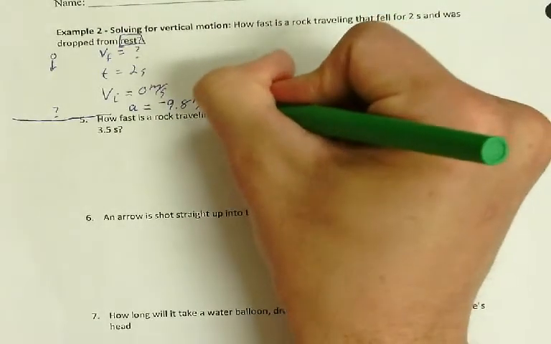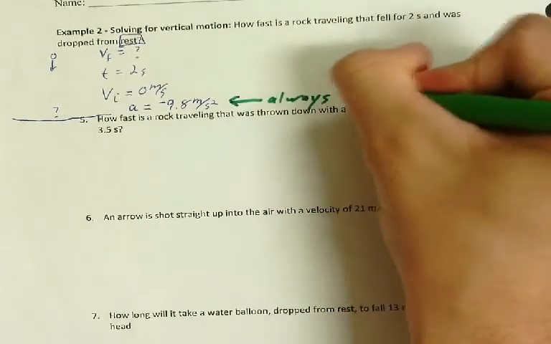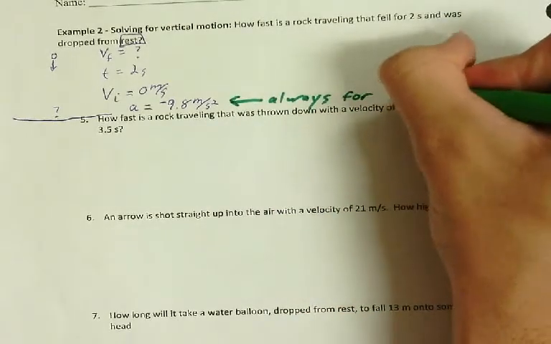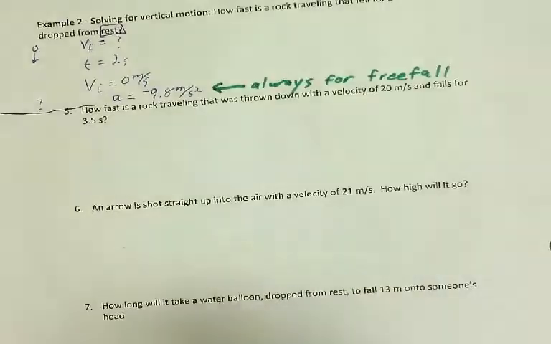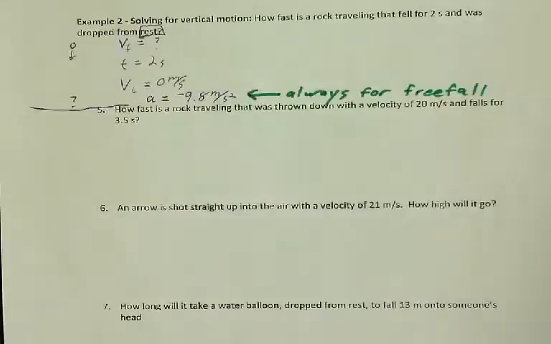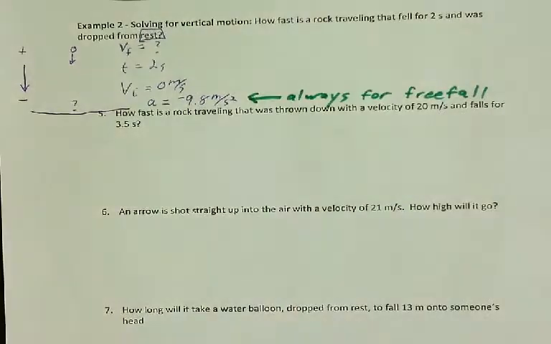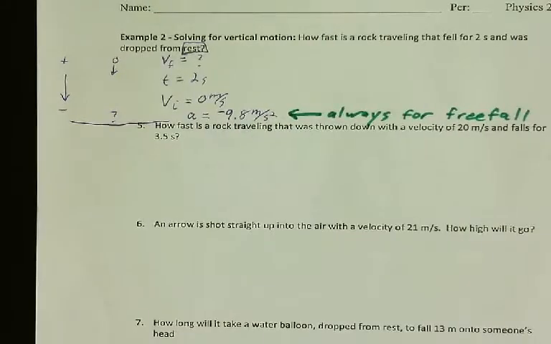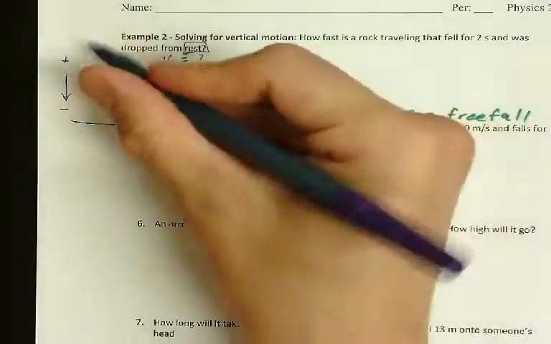This is always for free fall. Now, you might be saying to yourself, well, Mr. B, why is it always negative 9.8? Here's why. Because we are always going to call down negative and up positive. So therefore, your acceleration will always be negative because the acceleration is always down.